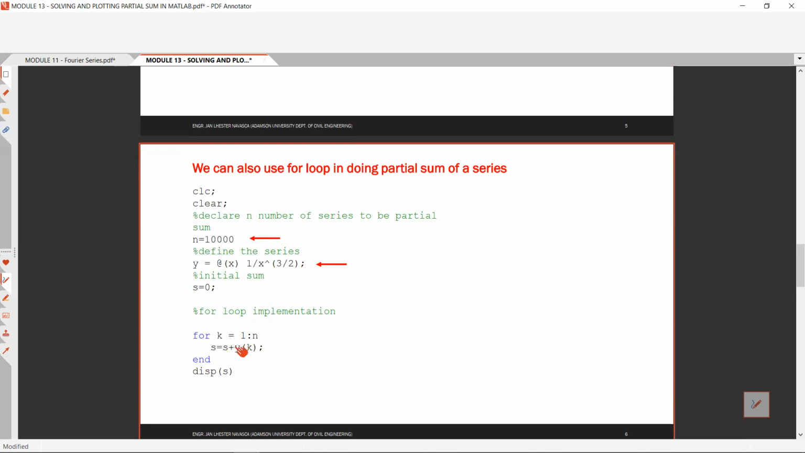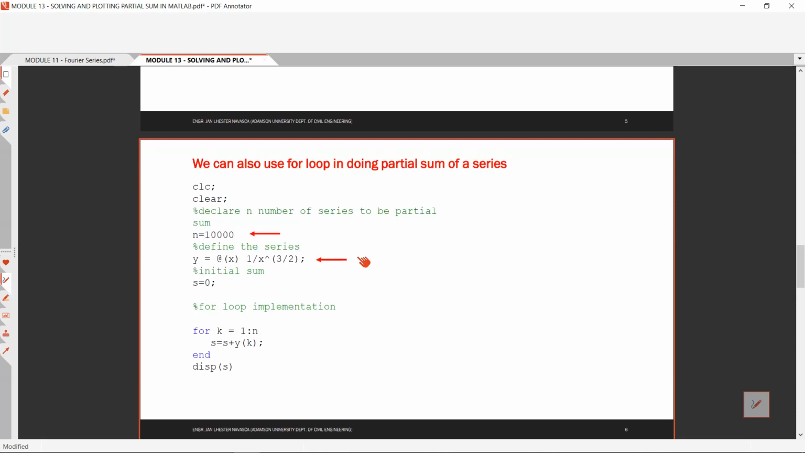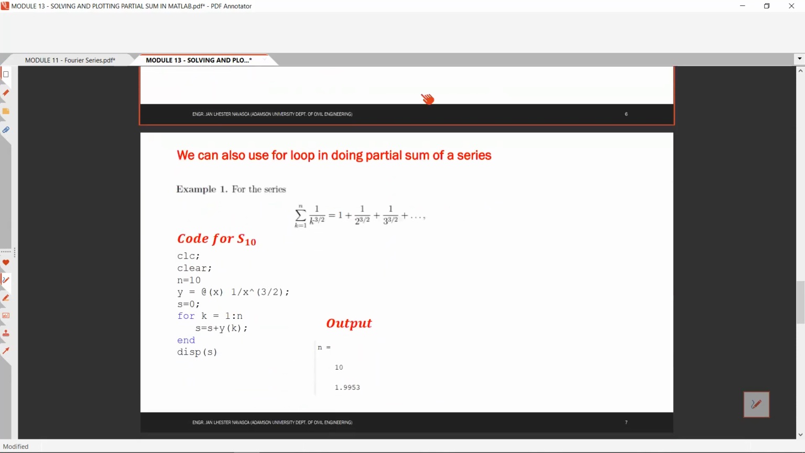So yung first loop, magkakaroon ka ng value of s na 0, then mag-i-add ka ng y of 1. Next loop, syempre may value na yung s mo. Third loop, may value na s mo, madadagdagan siya. Fourth loop, may value s mo, dadagdagan siya, so on and so forth. Then you will display your s, then you have your partial sum. So ganun lang. So we can also use the for loop in doing partial sum of the series of our example problem 1. Okay? So this one.